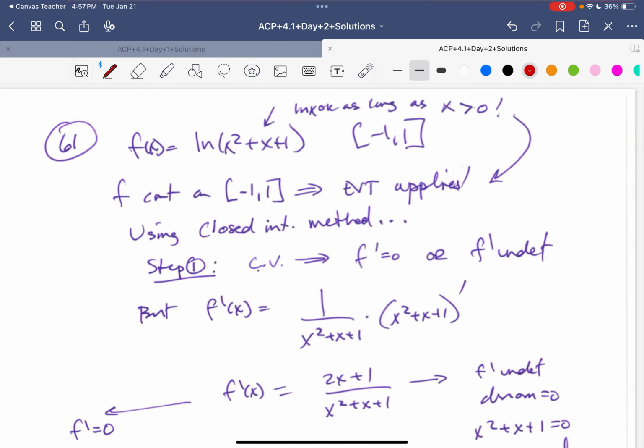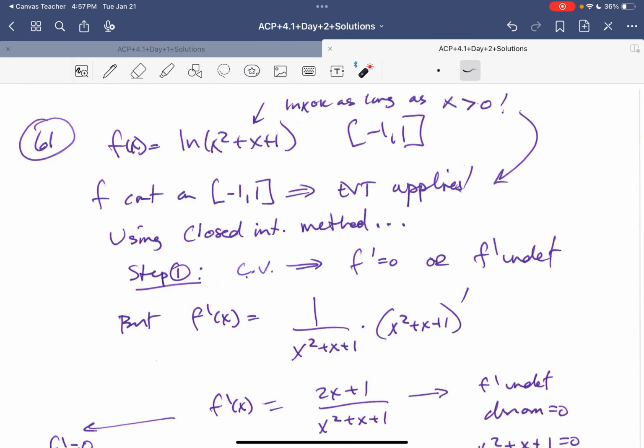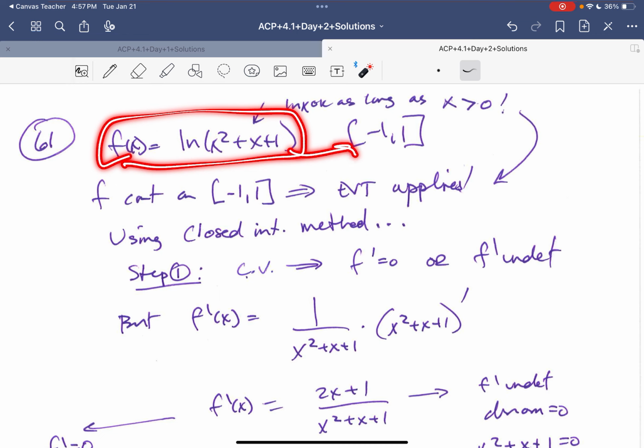Alrighty then, 61. Again, remember natural log is okay as long as the input is positive. Well, guess what? This expression right here is always positive because you're going to square something, right? You're going to add x plus 1. Well, the most negative you ever get is plugging in a negative 1. Negative 1 plus 1 is 0. Negative 1 squared is 1. So this thing is always positive. Cool. So this thing is defined inside here.